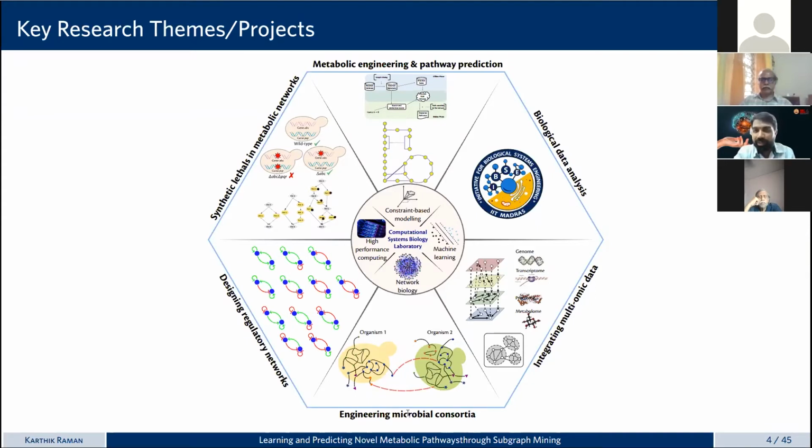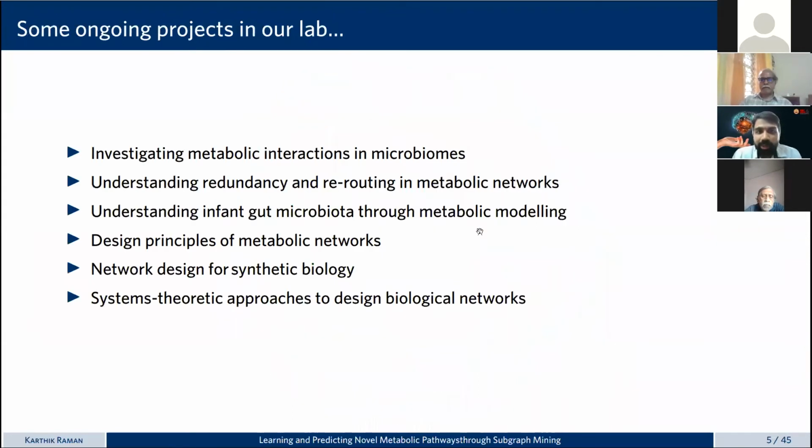This has been a big thrust over the last 3 or 4 years, and we've had some very interesting work coming out there. And we also look at integrating multi-omic data and a lot of biological data analysis. Some ongoing projects in our lab: trying to understand metabolic interactions in microbiomes. You may have all heard of the gut microbiome and so on. I'll come back to it at the very end of my talk.